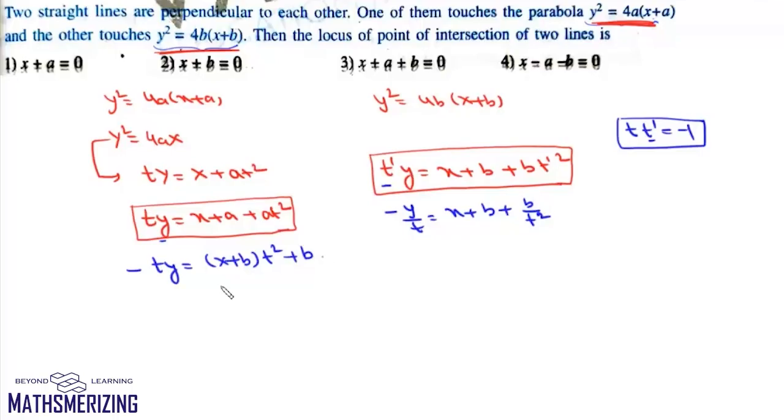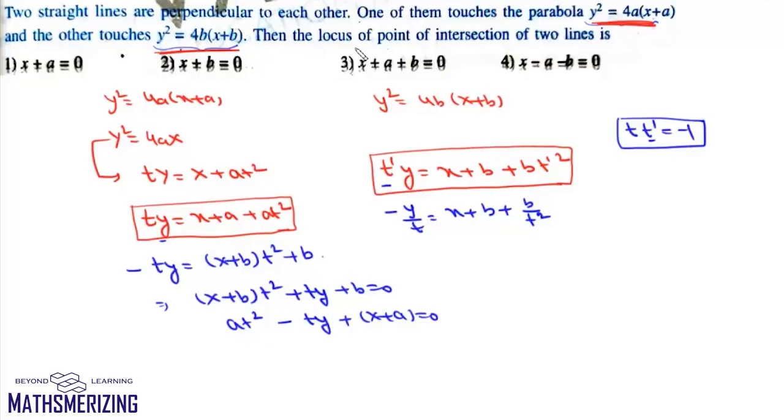So we can write this equation as x plus bt square plus ty plus b equals to 0, and this first equation as at square minus ty plus x plus a equals 0.